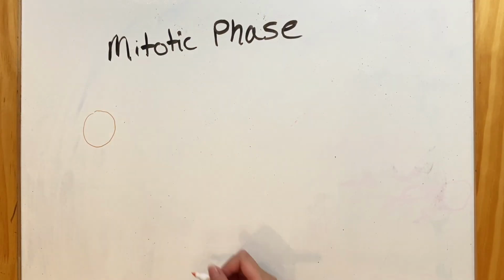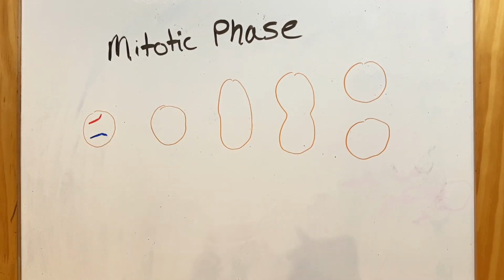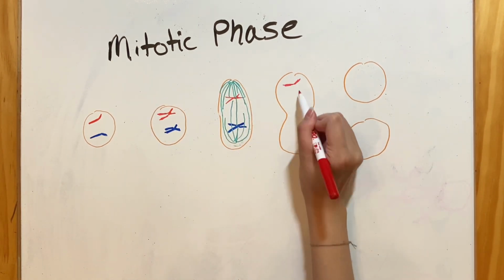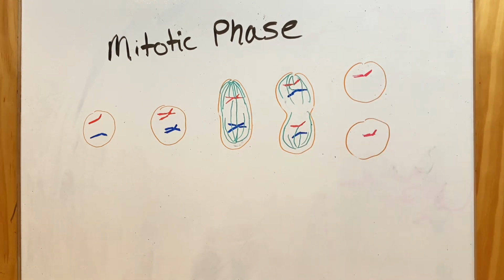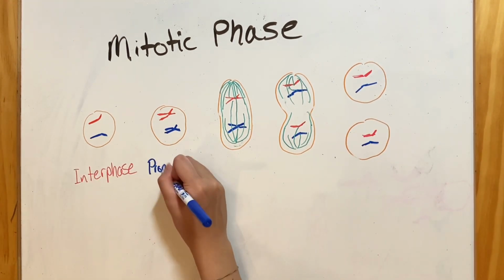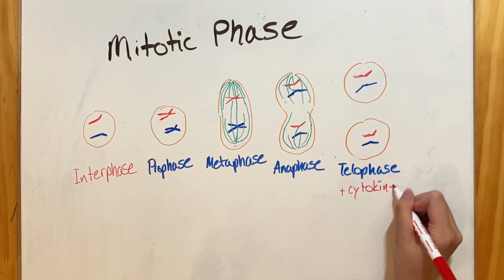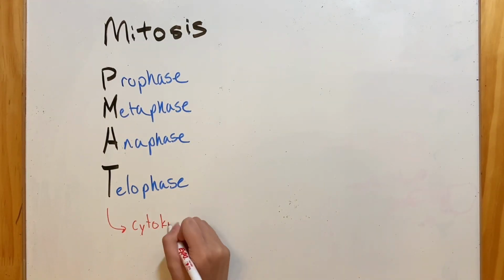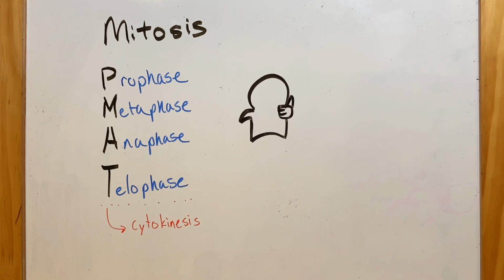In the mitotic phase, which makes up about 10% of the cell cycle, the cell divides into two daughter cells that are identical to the original using mitosis. Mitosis consists of four phases: prophase, metaphase, anaphase, and telophase. After completing all four phases, the cell's cytoplasm divides in cytokinesis, completing cell division. Note that interphase is not counted as part of mitosis.